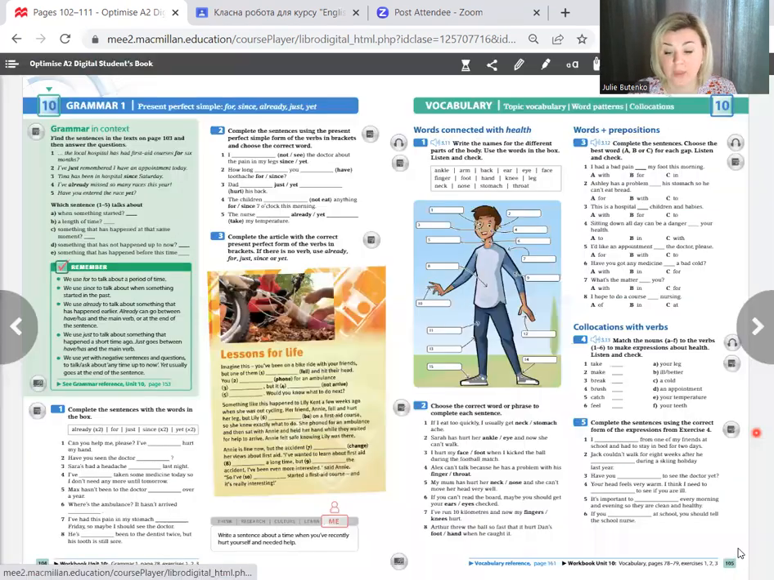Let's sum it up. On page 105, we worked with vocabulary connected with health, and also we worked with exercise 3 with words and prepositions, and made collocations with verbs. Now, please, I ask you to take a picture of page 105 and attach it to classroom.